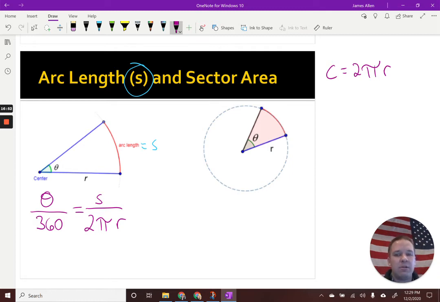Now, some people like to multiply this out and solve for S, solve for your arc length, but I feel like that could be counterproductive if we ask other questions. So I like to leave it as the proportion. You may see them written out in different ways. Okay, so that's for degrees.